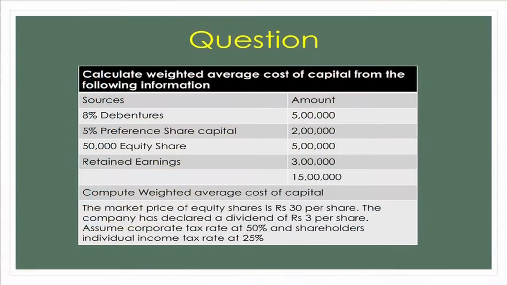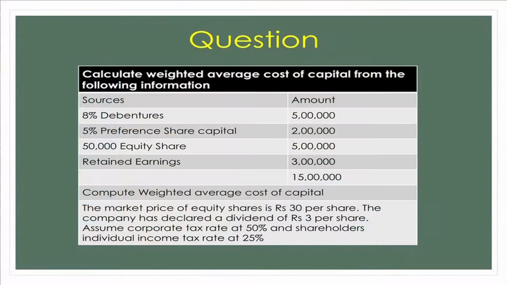Now, we will move ahead and learn another question based on calculation of weighted average cost of capital. Calculate weighted average cost of capital from the following information. Sources: 8% debentures 5 lakh, 5% preference share capital 2 lakh, 50,000 equity shares 5 lakh and retained earnings 3 lakh. So, total source of fund is 15 lakh.